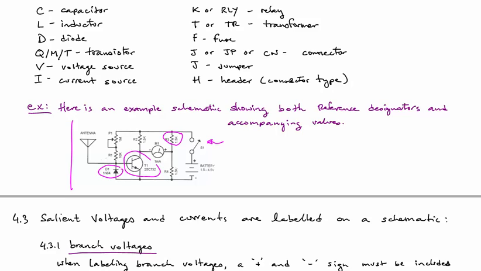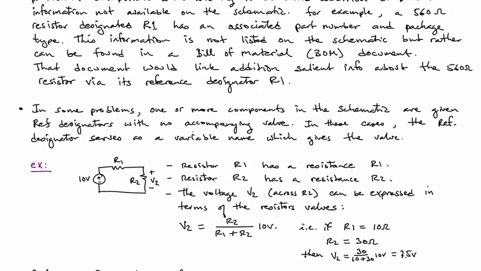Now, strictly speaking, to analyze a circuit, you don't need to have reference designators. If you're given the values of the components, then you can go ahead and analyze the circuit. Sometimes, though, the value of the component is actually not provided. So like in this example here, we are asked to find V2, the voltage across R2, but we're not given the values of R1 and R2.